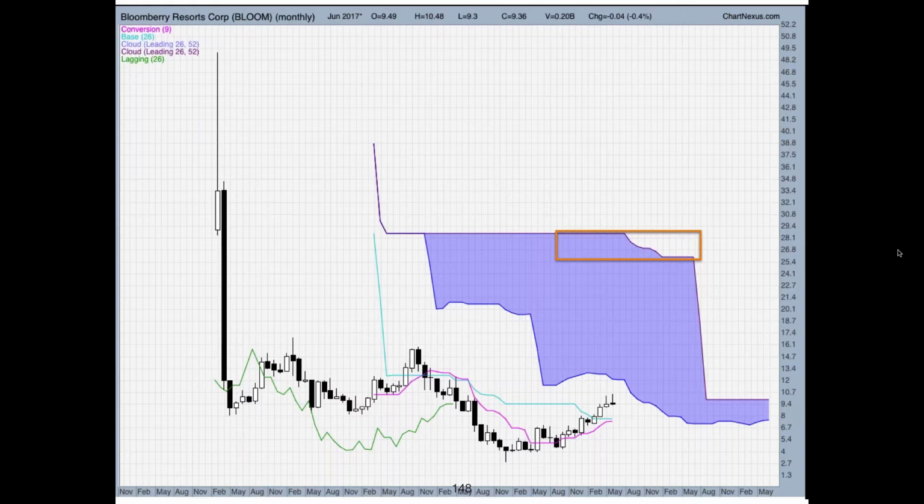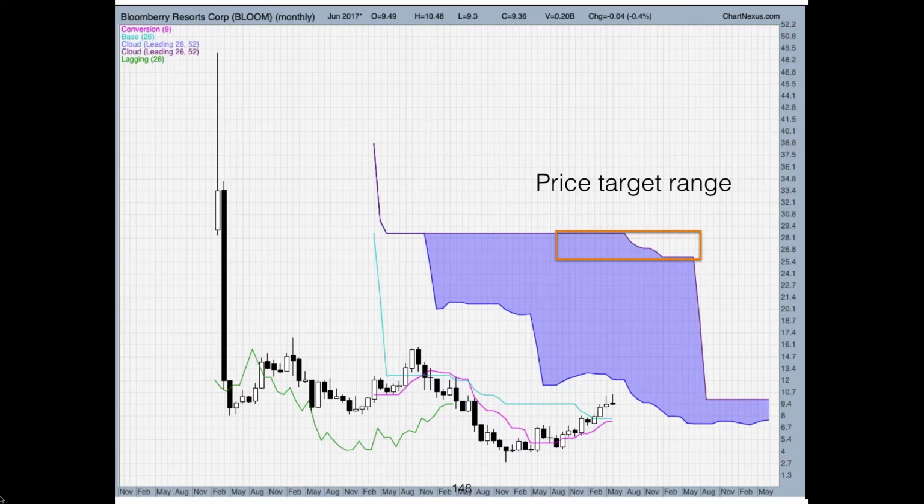Now let's look at the next chart. We have Bloom. The target price for Bloom is near the Senkou B line at around 25. Again, realize that the Senkou B moves with the price, thus targets will adjust accordingly.